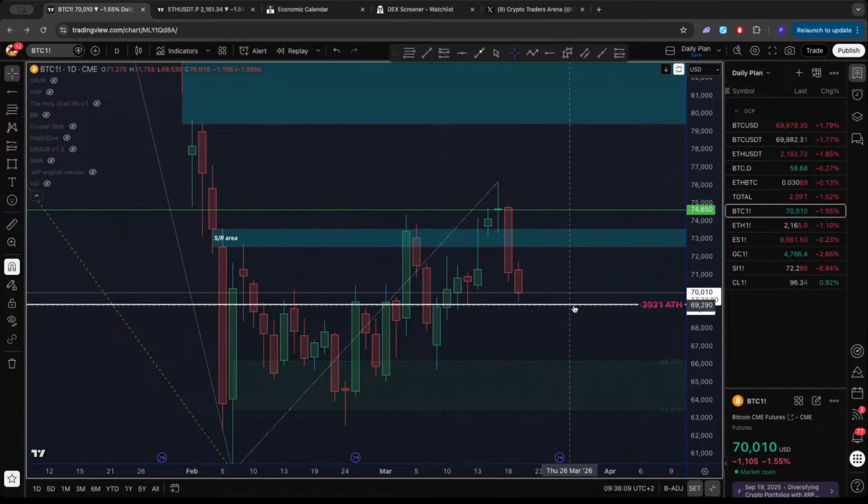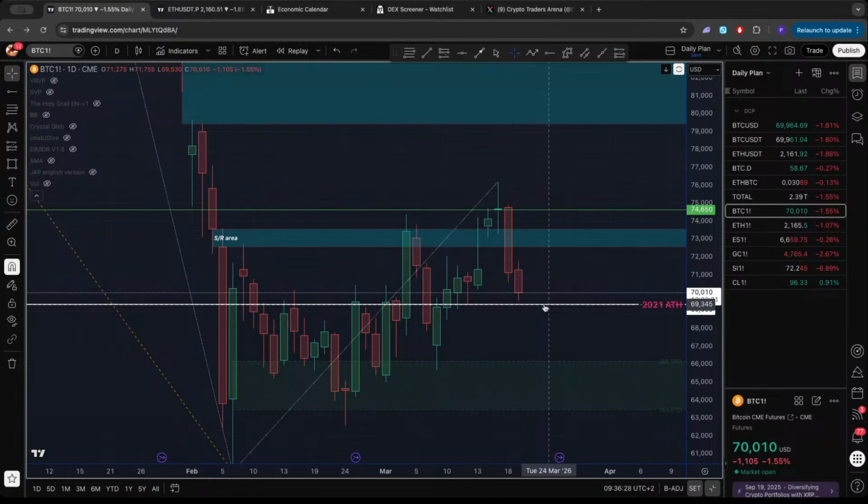In the meantime, let's respect this level. We can stay here and mess around for days at this level. That will drive all the beginners nuts. They don't understand why and what is happening. Okay, that's Bitcoin. It has a bit of support at 69.